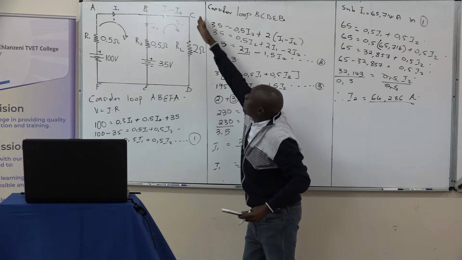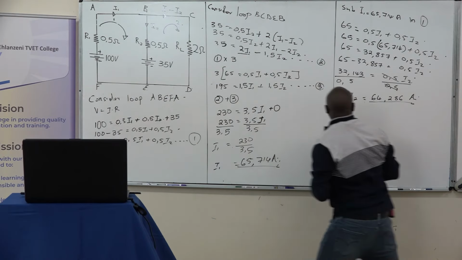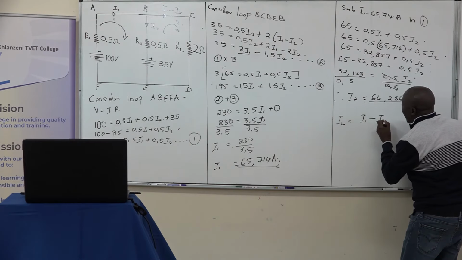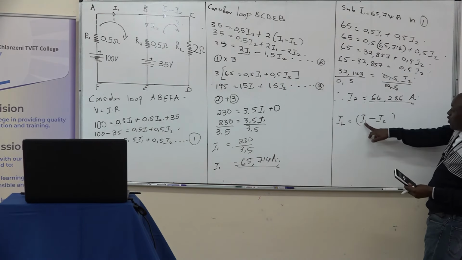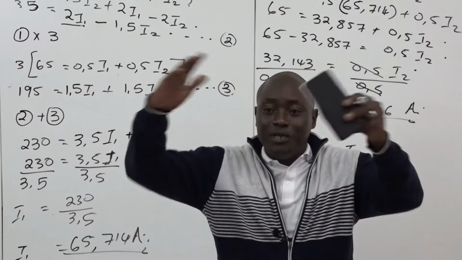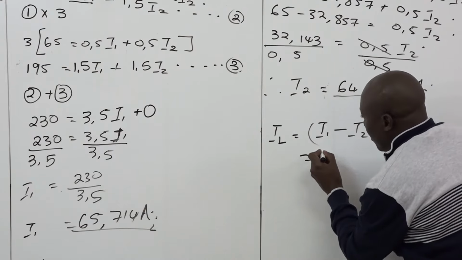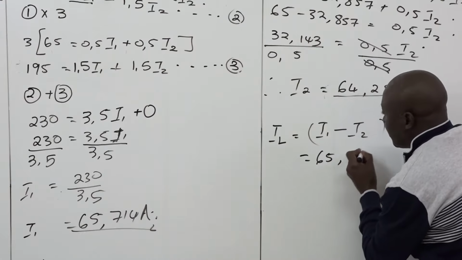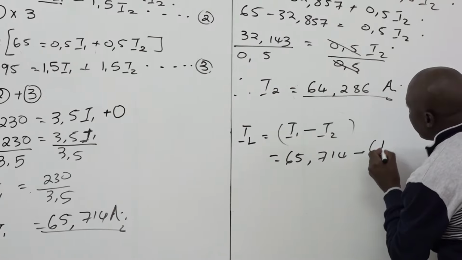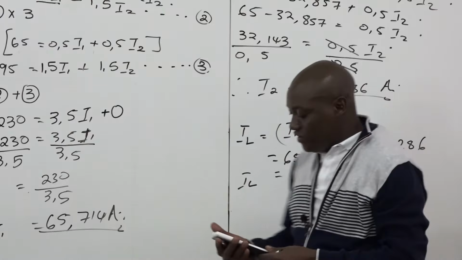Now the current that is going to pass through our load resistance is going to be the difference of these two. So I can say that the I of the load is going to be I1 minus I2. Because I have the value of I1 and the value of I2, it is just a matter of making a substitution, whereby I1 is 65.714 minus I2, which is 64.286.